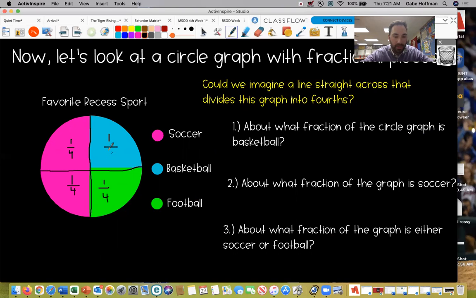So then when I look at question number 1 about what fraction of the circle graph is basketball, I can see basketball is blue. My answer is 1/4. What fraction of the graph is soccer? Soccer's pink, right? So over here I can see that it's 2/4. Or another way of saying that is 1/2. That's about half the graph. About what fraction of the graph is either soccer or football? So 1/4, 2/4, football is green. 3/4 would be my answer for that question, right? So that's when it's represented as fractions.